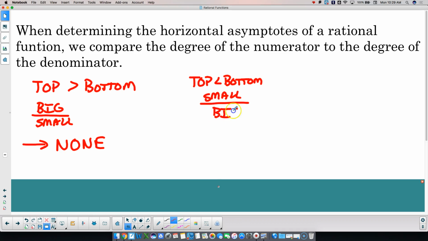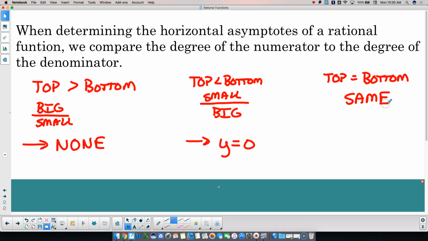What's the horizontal asymptote there? Y equals 0. Again, we are literally just going through step number 2. We've been doing it for 2.5 weeks now. Okay? What's my third choice? And what's the horizontal asymptote there?